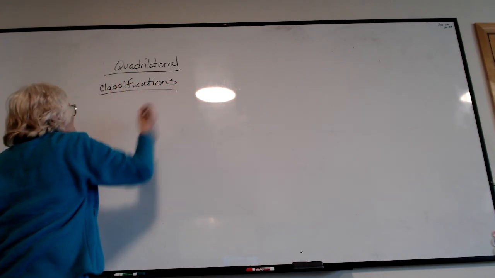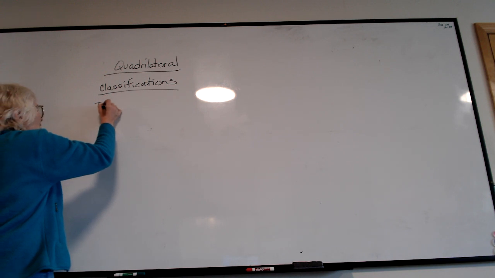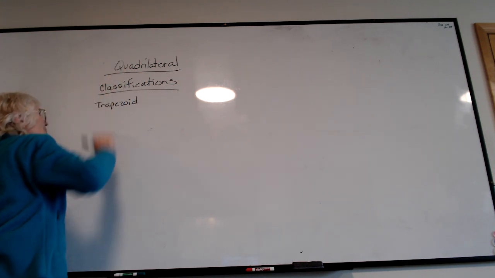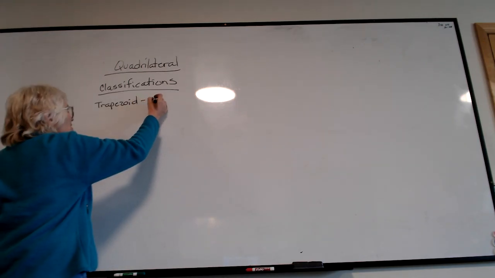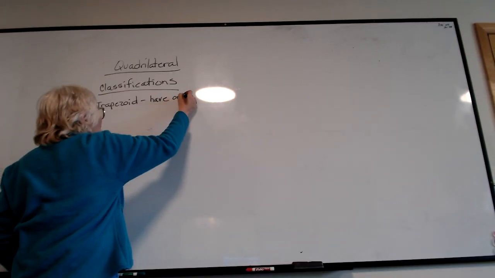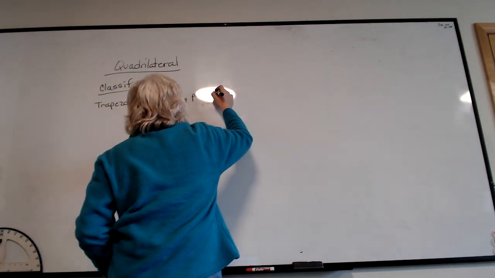Okay, so we start with the most broad classification. That's called a trapezoid. Besides quadrilateral, that's any 4-sided figure. Inside the quadrilaterals, we have trapezoids. Trapezoids have one pair of parallel sides.